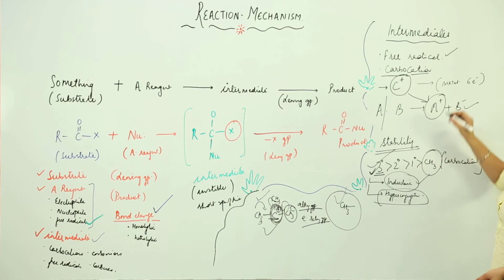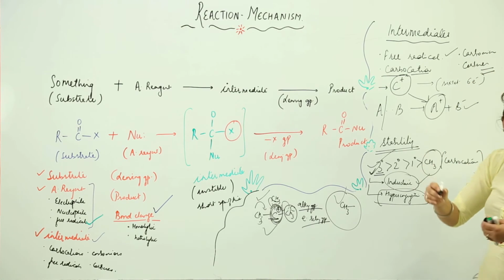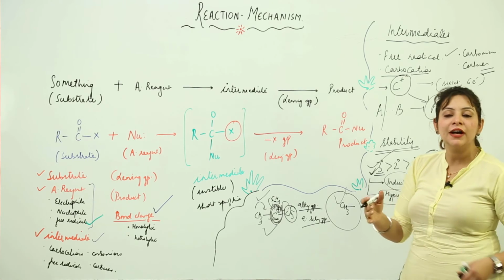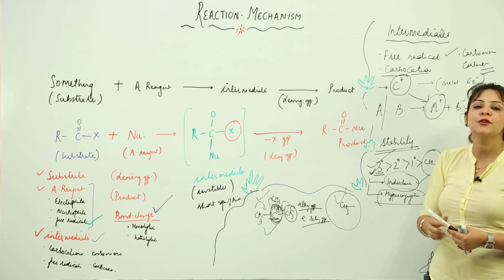Now let's look at the other intermediates, the carbanion and the carbene, and what kind of carbanions or carbenes are stable or not, and what are the factors that govern it. So just look at the board carefully.